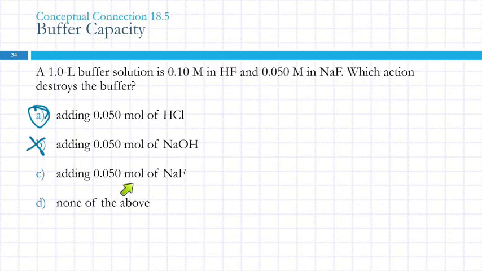If we add 0.05 moles of NaF, this is one of the components of the buffer. So we currently have less NaF than HF. So if we add more of this, is that going to make the buffer better or worse? It's going to make it better. So it's definitely not going to destroy it. And so then obviously none of the above doesn't work because A was correct. Any questions?